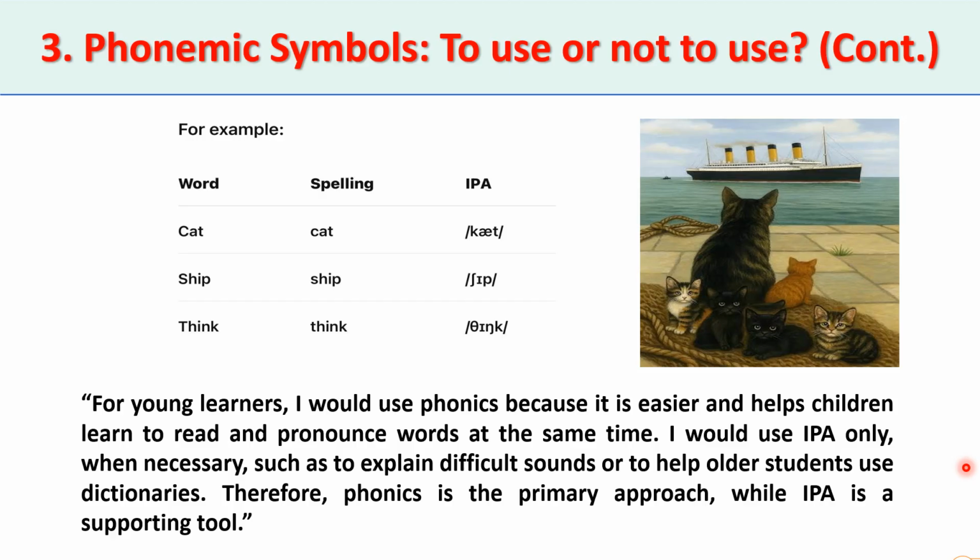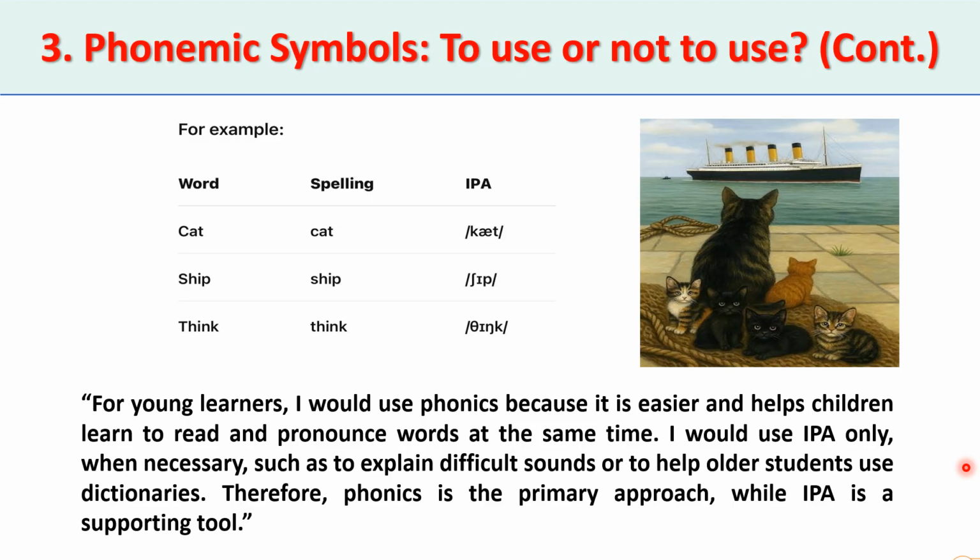For young learners, for kid learners, I use phonics because it is easier to help children learn to read. Yeah, of course, because every letter becomes a sound, and we use phonics to teach them one by one and pronounce the word at the same time. I would use IPA for the adults, the older students. They can use a dictionary to check it, and kids cannot use a dictionary to check it. Therefore phonics is a primary approach, while IPA is a supporting tool.